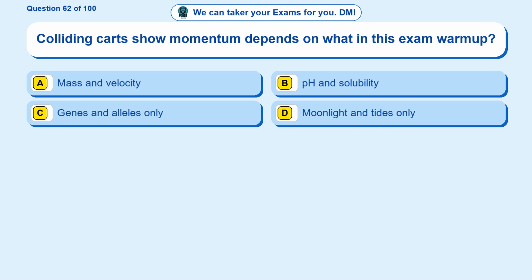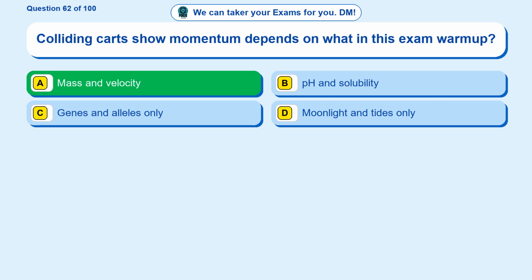Question 62. Colliding carts show momentum depends on what in this exam warm-up? Option A, mass and velocity. Option B, pH and solubility. Option C, genes and alleles only. Option D, moonlight and tides only. The correct answer is option A.